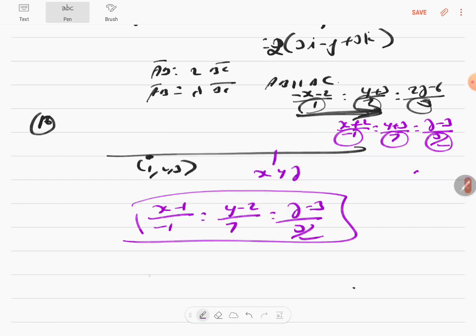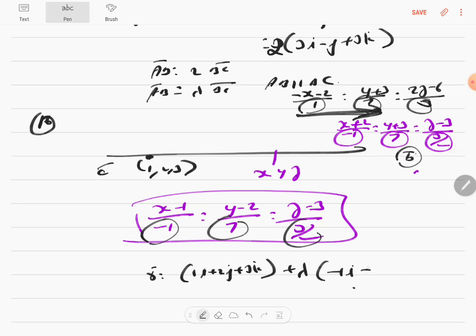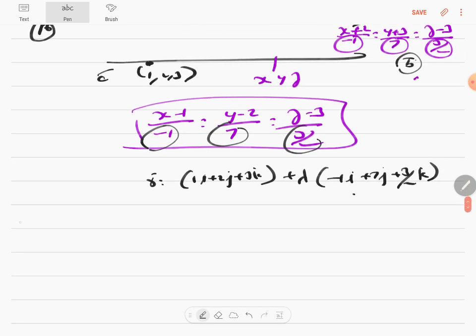And suppose they ask you for the vector form: r vector is equal to a vector, which is 1i plus 2j plus 3k, which is the point, plus lambda times b vector, which is the direction of the parallel line, which is also in the denominator, which is minus 1i plus 7j plus 3 by 2k. So that completes that sum. Let's go to the 17th question.